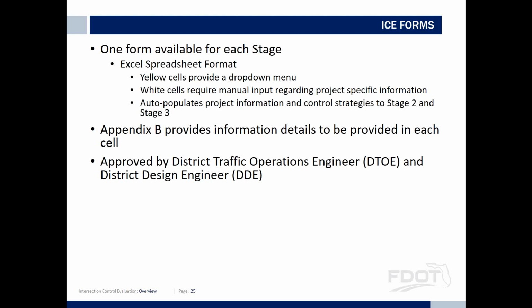All the forms have a drop-down menu for different types of selections. So again, it's about making it easier for the practitioner to complete, and to have that process or flow chart of what they need to do next and what information or data they need to collect to move forward to the next step. And by the way, each step has to be approved by the district design engineer and district traffic operations engineer.